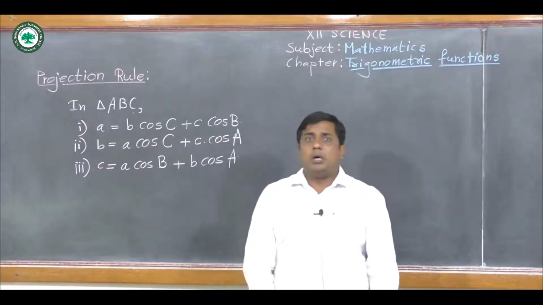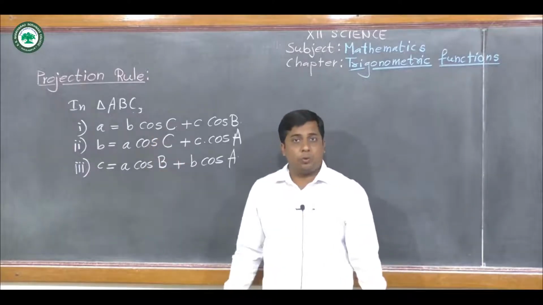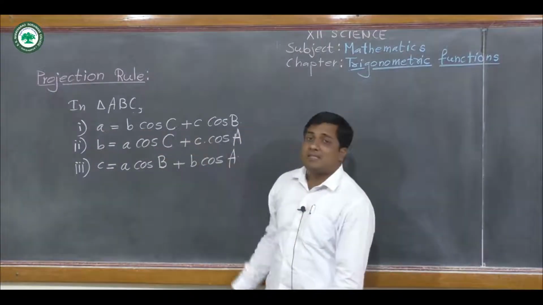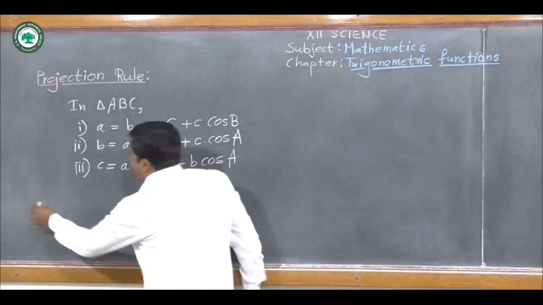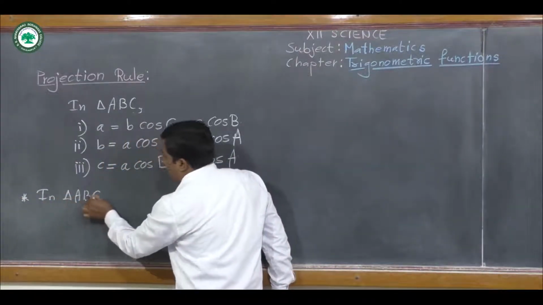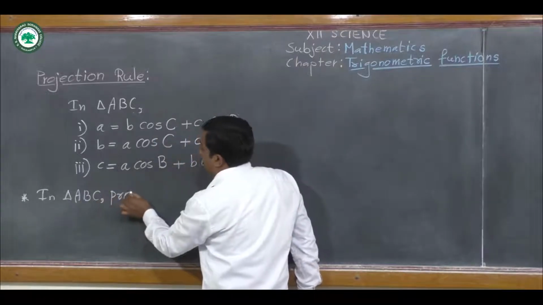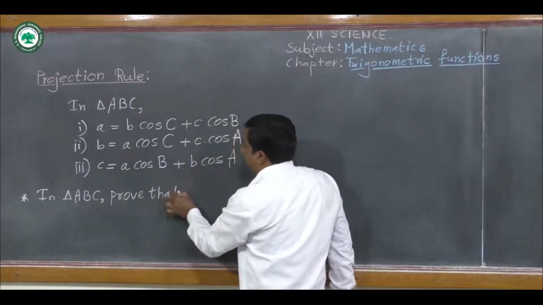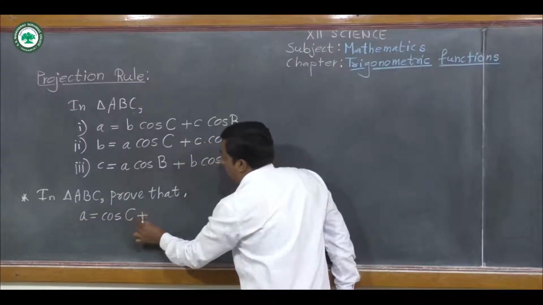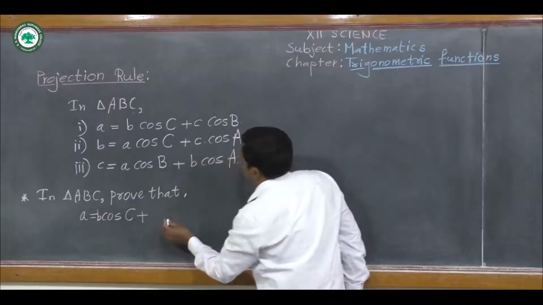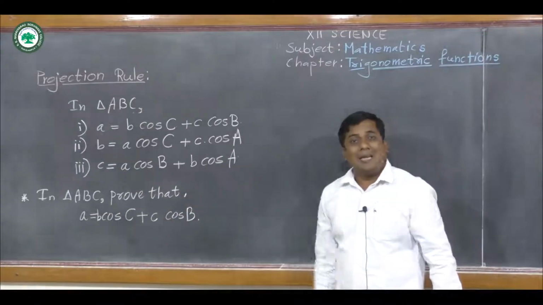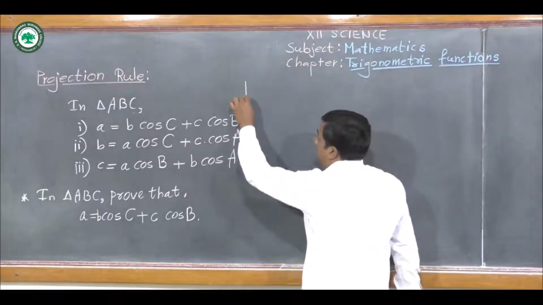So in today's lecture we will see this projection rule. Let us prove the first case. Here we prove a = b cos C + c cos B. In triangle ABC, prove that a = b cos C + c cos B. We have to prove this relation. Let's go with our proof.